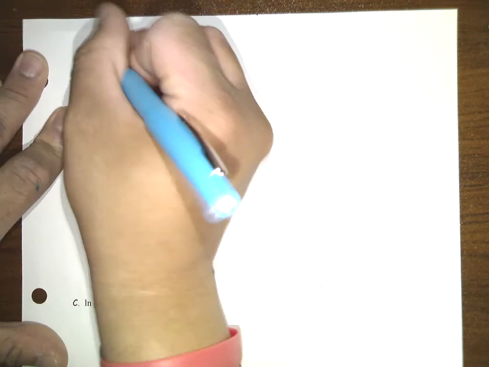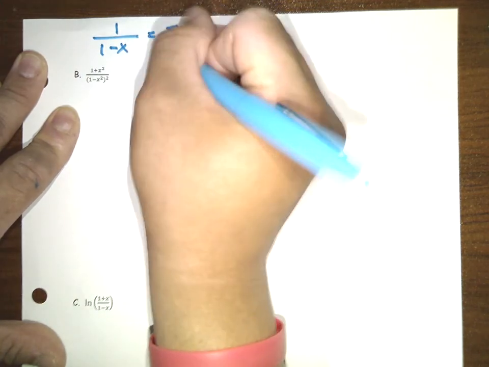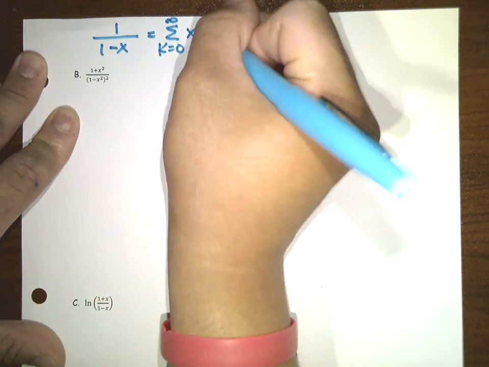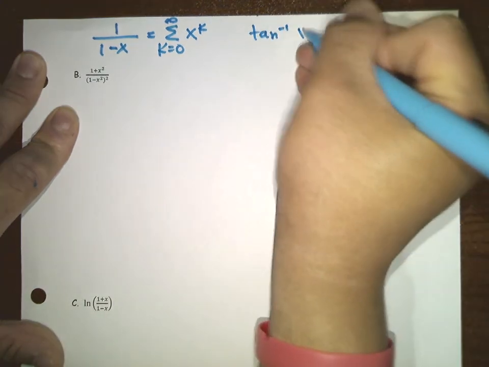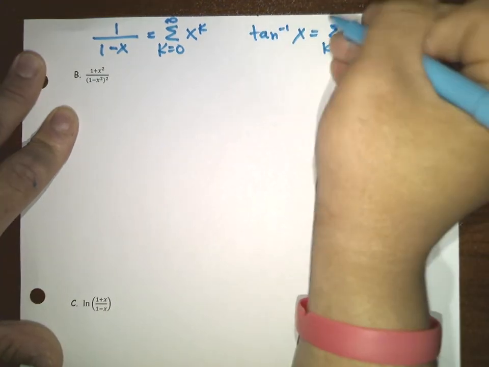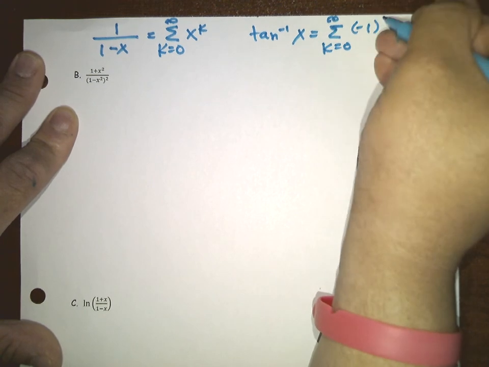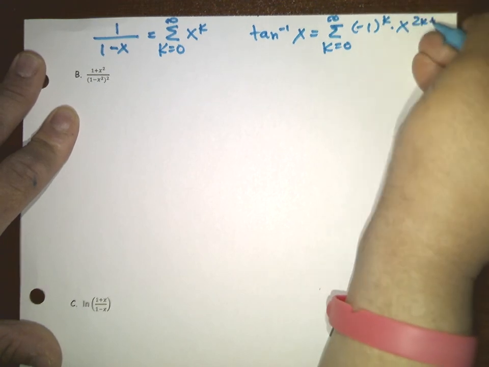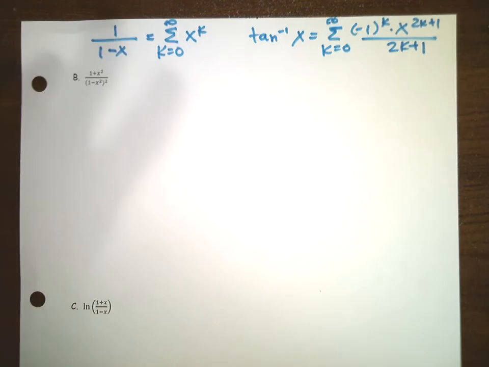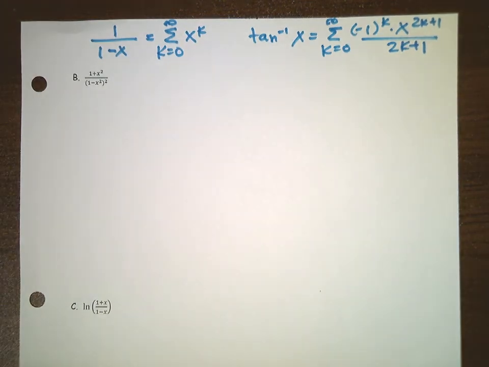All right, so here we go. We have 1 plus x squared over 1 minus x squared, all squared. So remember that our known power series were 1 over 1 minus x, which is the sum, k equals 0 to infinity, of x to the k. And tangent inverse of x was the sum, k equals 0 to infinity, of negative 1 to the k times x to the 2k plus 1 over 2k plus 1.